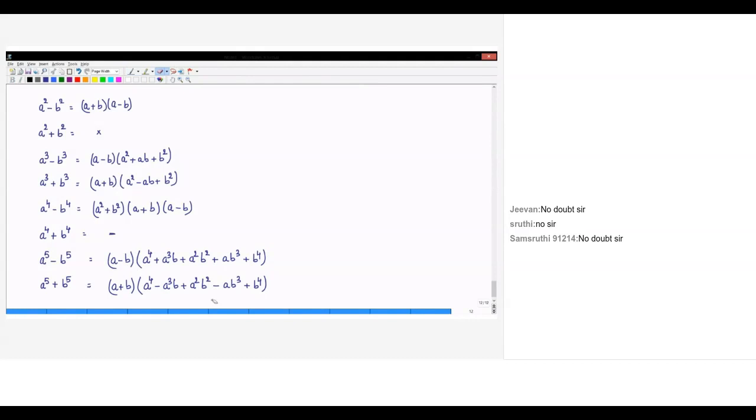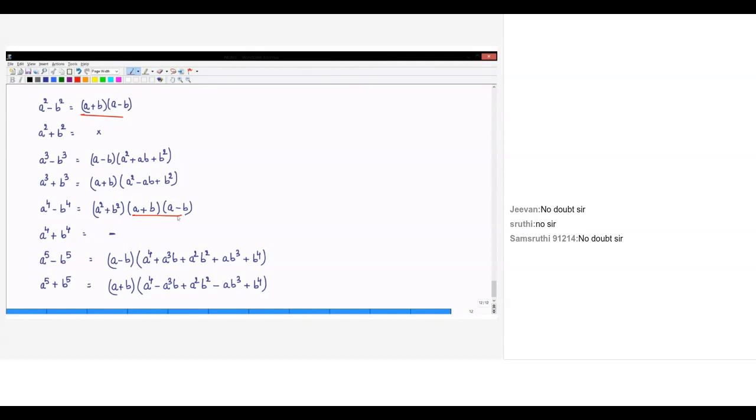If the power is odd, you can always factorize. If the power is even, you can only factorize when there is minus in between. When there is plus in between, you cannot factorize. Now, when there is minus in between, if the power is even, you can say a plus b and a minus b, both of them are factors. Yes or no? A plus b is a factor, a minus b is a factor. Then the power is even and minus in between.